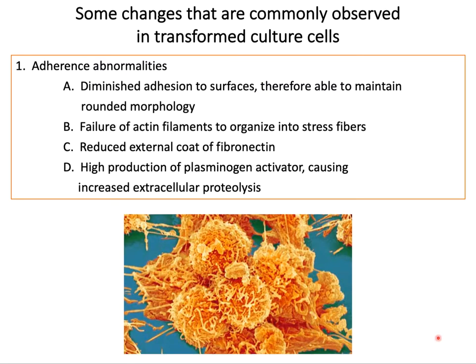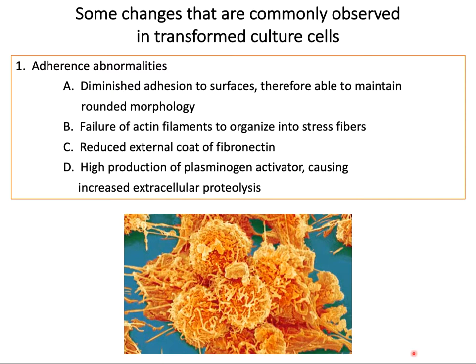So on this slide, and in the slide after this one, I have listed some of the changes that are commonly observed in tumor cells. And I group them into two categories. The first category right here is the adherence abnormalities. So you have diminished adhesion of these surfaces, and that's why these cancer cells or transformed cells are very rounded, because they are not adhering very tightly to whatever surface they are growing on. And they don't exhibit contact-mediated inhibition. So once they touch each other, their growth does not stop. They just start growing and piling on top of one another.